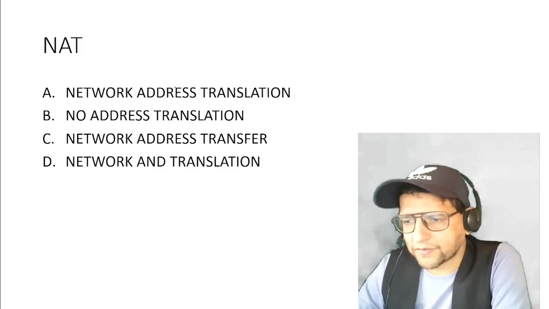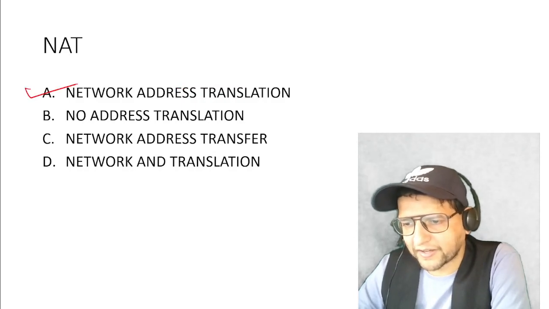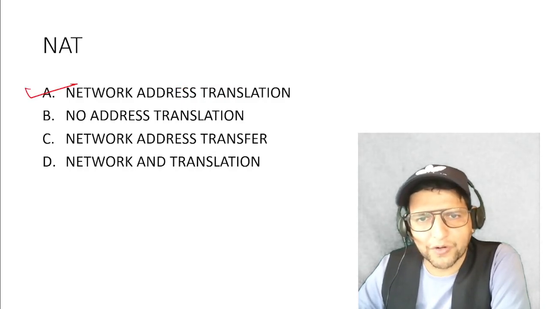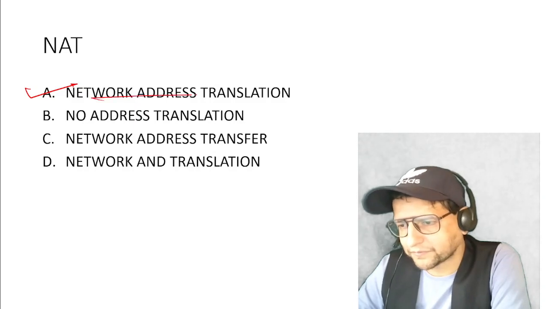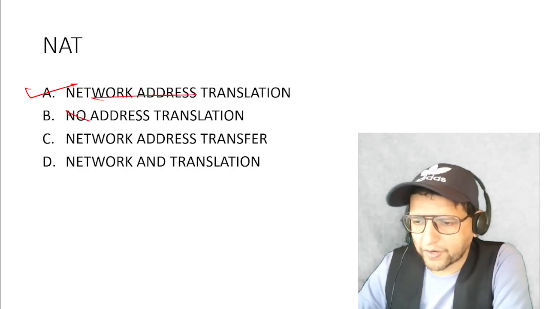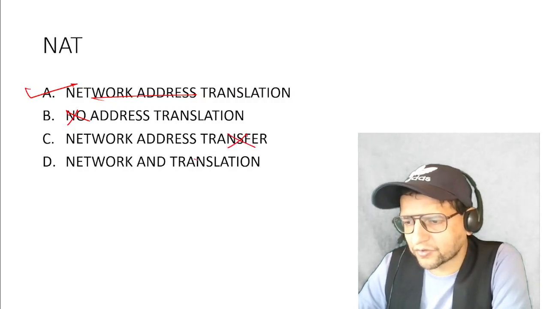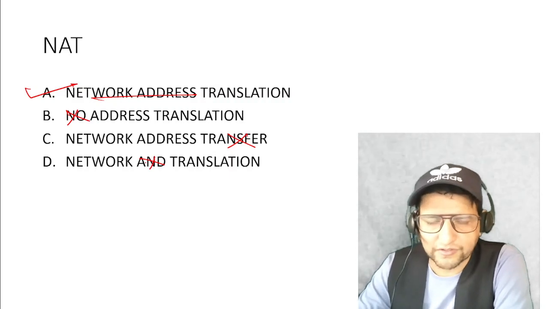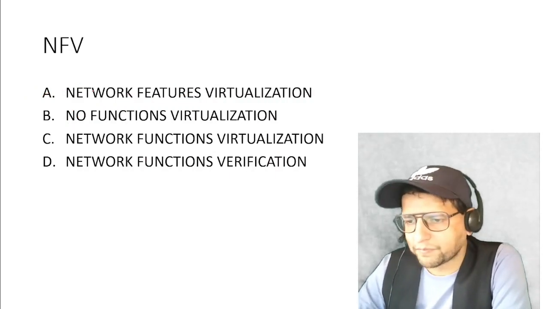NAT is your network address translation. That's your NAT, right? Where you do a mapping of your public and private IP. NAT, network address translation. It is not no address, it is not transfer, it is not network and, correct? So it is network address translation, public and private IP mapping.